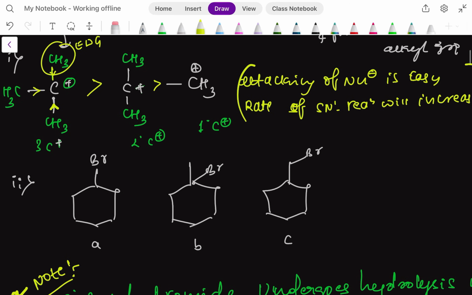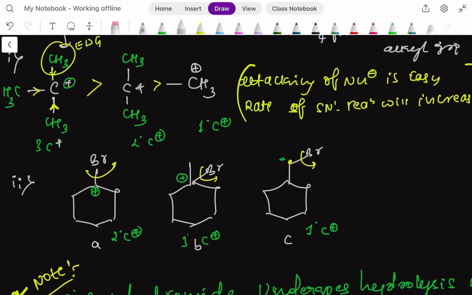Example number 2. Same, you can see. Whatever the halogen is there, the leaving group, you just remove that one. What is it going to form? It attaches to this carbon, remove this. You're going to get a positive charge on this carbon. You're going to get positive here. You're going to get positive here. This is secondary carbocation. This is tertiary carbocation. This is 1 degree carbocation.